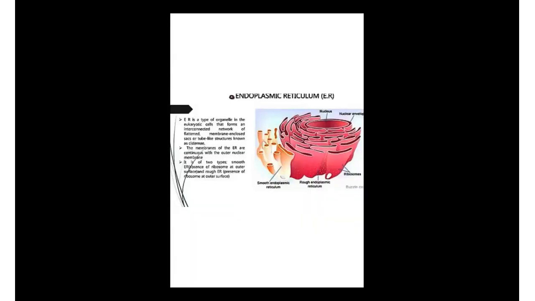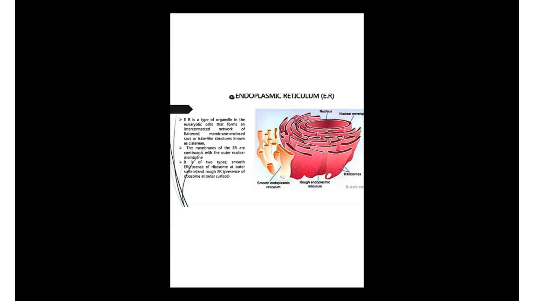Next is your ER, the endoplasmic reticulum. There are two types of ER. One is your smooth endoplasmic reticulum, another is your rough endoplasmic reticulum. You can see smooth endoplasmic reticulum has no dot structures, but the rough endoplasmic reticulum, shown in red color, has dotted structures. Those are your ribosomes. Okay, and at the center is the nucleus, and the nucleus is covered by the nuclear envelope.